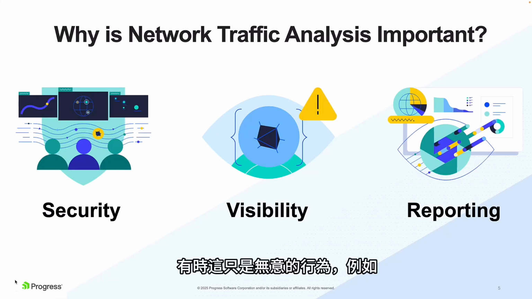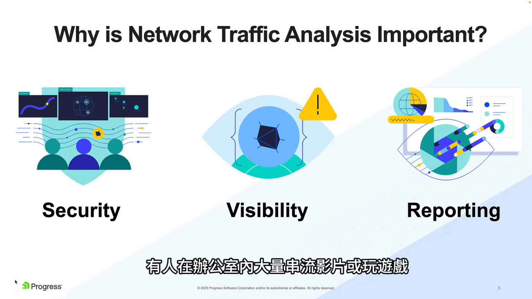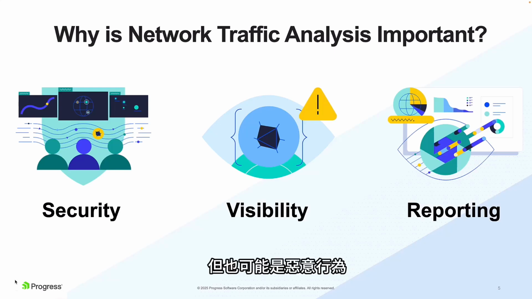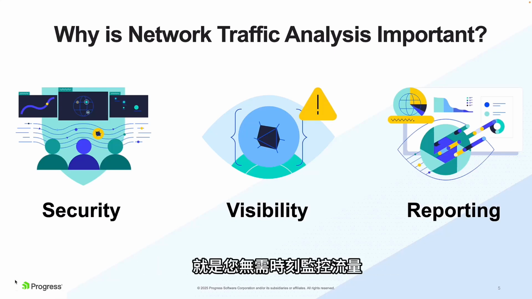Now, there could be a number of reasons for something like this happening. It could be entirely unintentional, where bandwidth is being hogged by, say, streaming or gaming, but then there also is that other scenario where somebody has malicious intent. Although some of these examples are more serious than others, all of the above could cause harm from an operational or security perspective. And one of the main benefits of having a network traffic analysis tool in place is that you don't have to be actively monitoring and looking at the traffic. You can be notified when it's happening and then act accordingly.